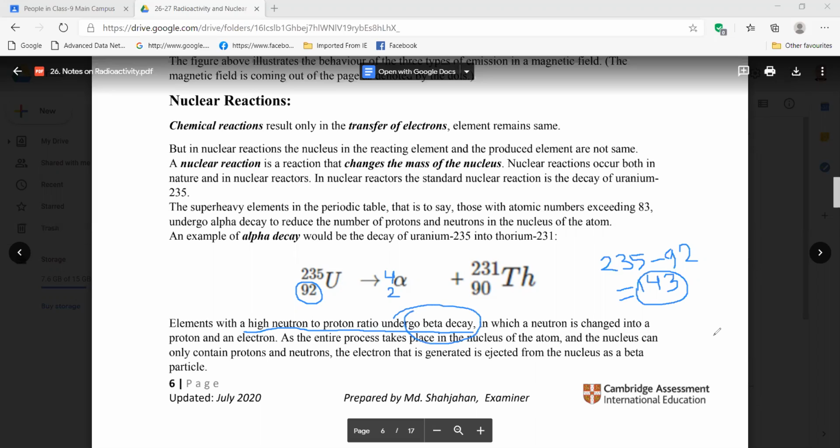So in our previous discussions we got this one, that if the number of neutrons is more, the neutron will break down and it will produce one proton and one electron. But if a neutron breaks down, then what is created?